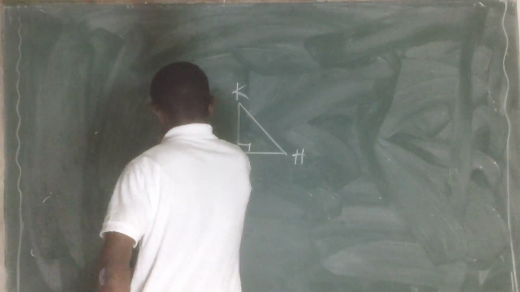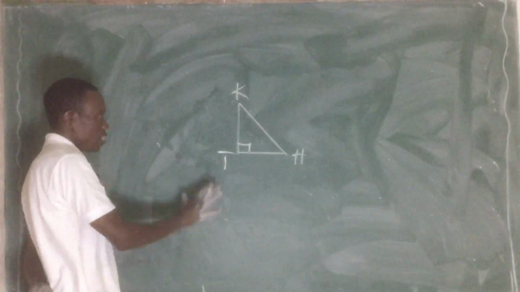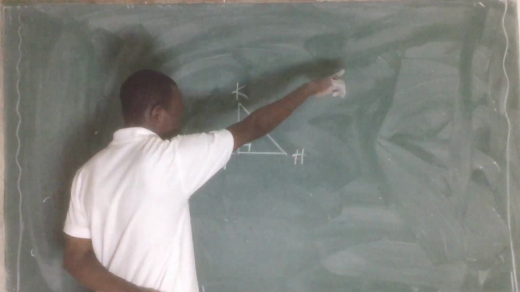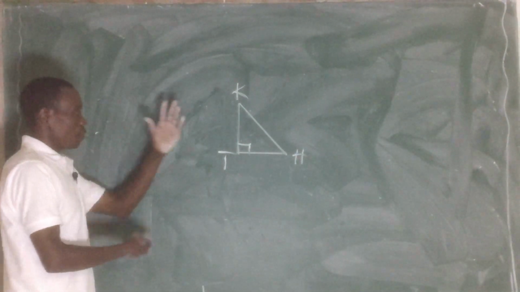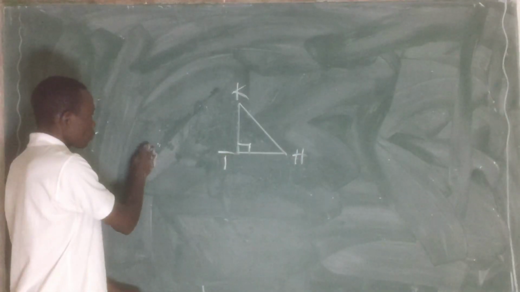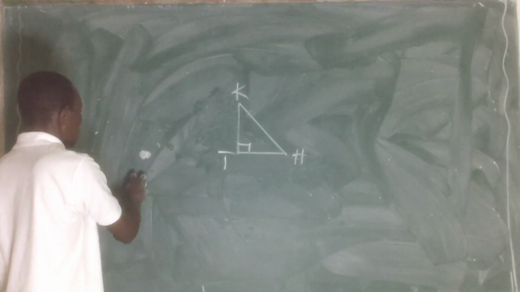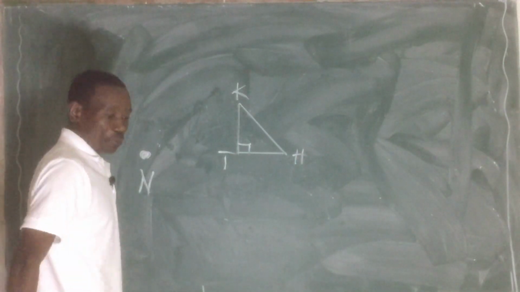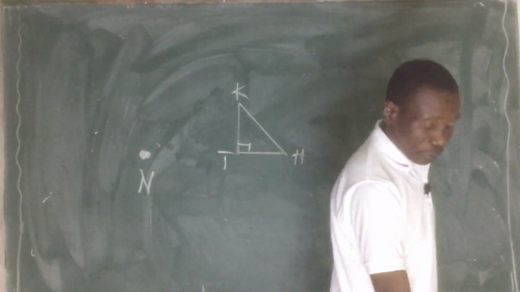And somewhere, fix a point outside the triangle, anywhere outside here. Let us have it toward this side of this figure. Let me have it here. Right. And take that one as point N. Okay, point N or O.